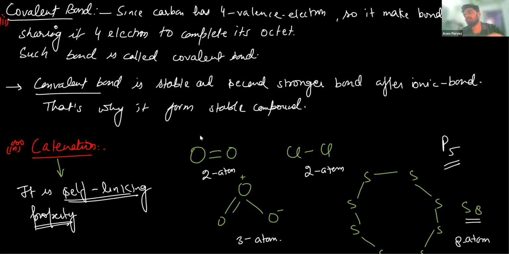Okay, that is, why carbon is so versatile in nature. Why is carbon able to make a large number of compounds? Okay, so let's start this one. Why is carbon able to make a large number of compounds?